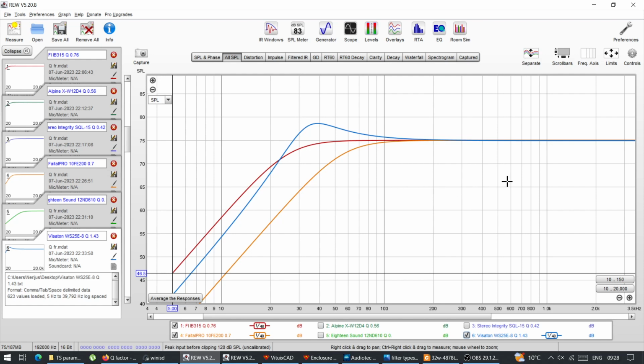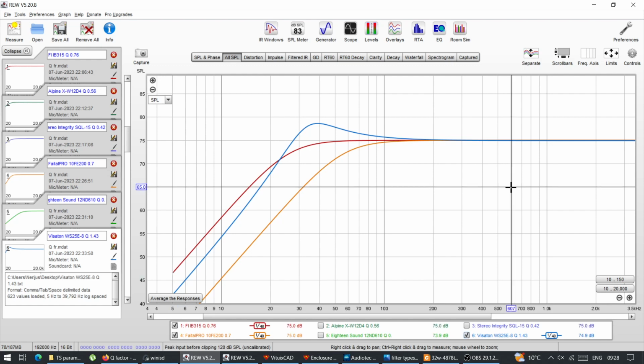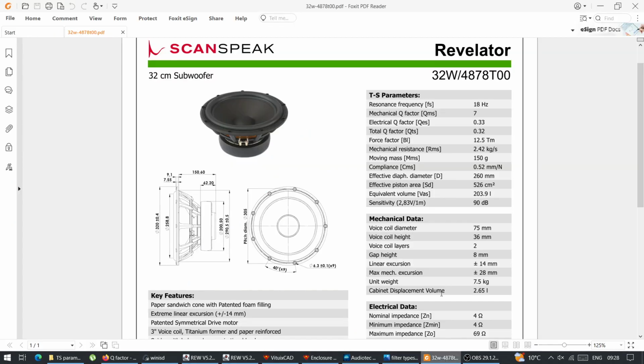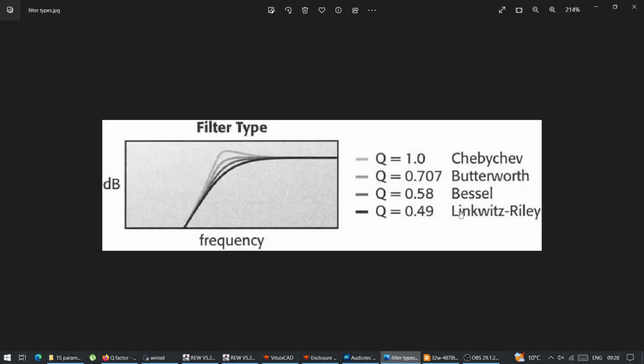Yeah, it's a lengthy video. I don't know if it's going to be interesting for you, but for me, it was kind of a click in my mind, because understanding what Q is is different, especially if you look just at the TS sheet, and it's just a number. So now I can see that this Qts of 0.3, for example, for this particular driver, is kind of smallish, and I can imagine it would act as lower than Linkwitz-Riley. Linkwitz-Riley is already a shallow slope, but this would be even shallower than that.